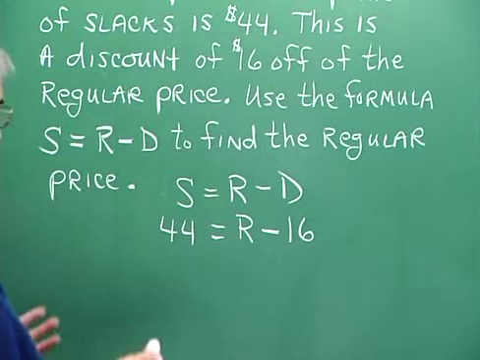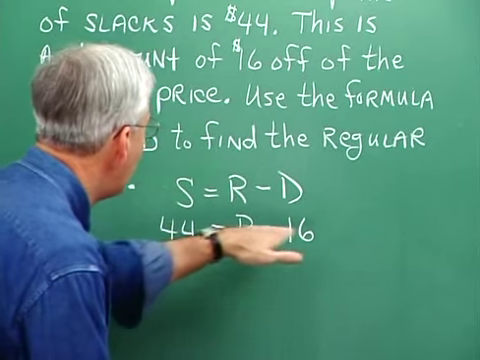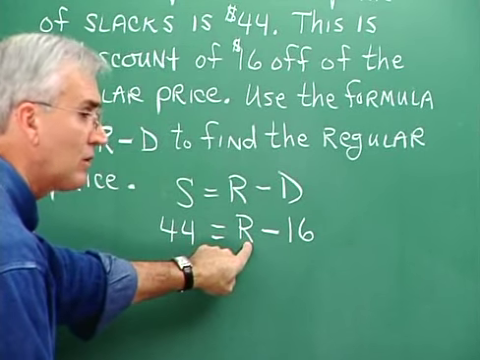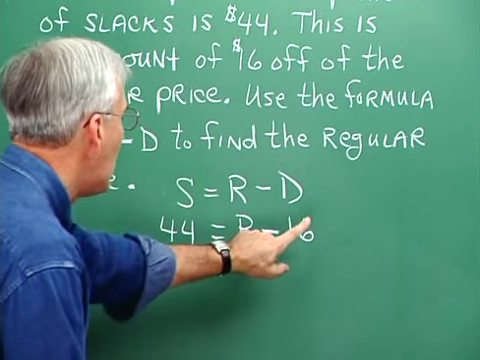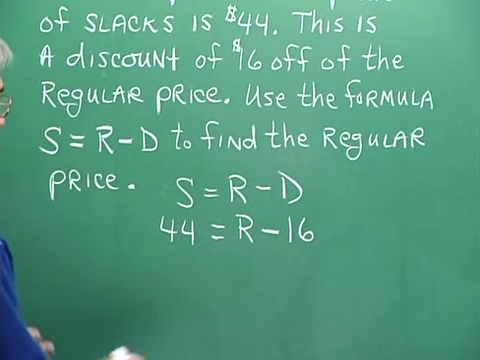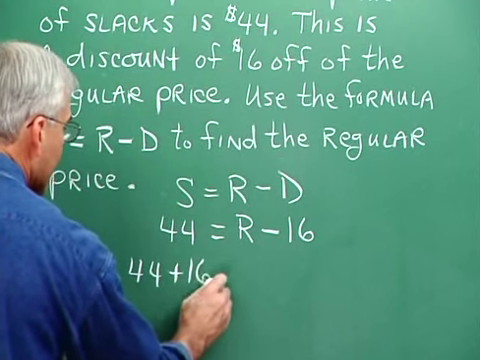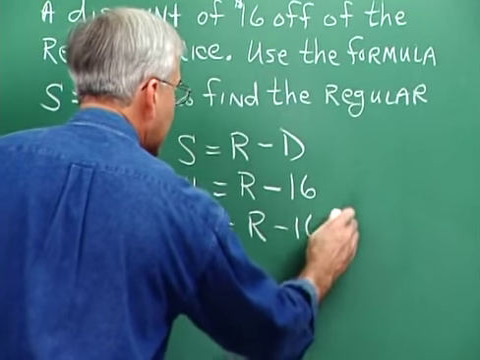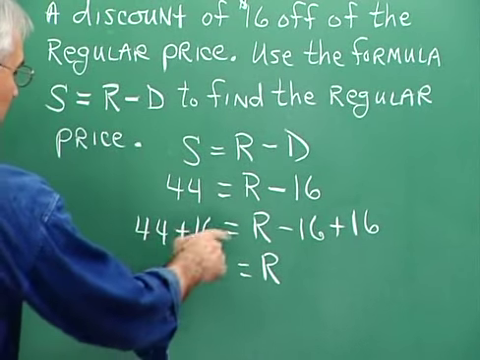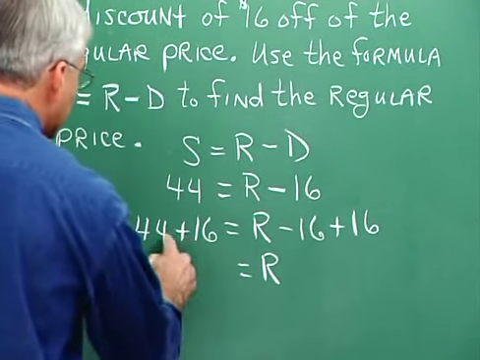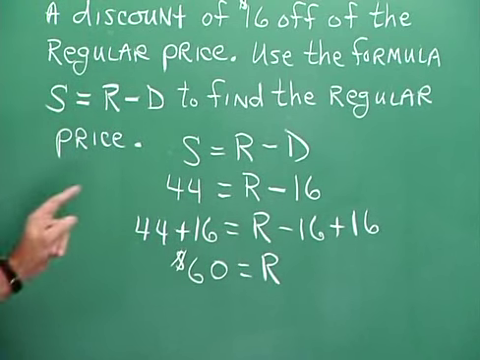Now we have built an equation from the formula, with numbers involved in it. We have a letter to solve for, and to solve for the letter means that we're going to isolate that letter. To do that, we'll undo this minus 16 on the right. Well, to do that, we'll just add 16 on both sides. So we have 44 plus 16. And then on the right, we want to show the addition of 16. These add out, leaving R, the regular price, and then collecting these two, we find that regular price. Let's see, 6 and 4, 10, 4 and 1, 5 and 1, 6, 60. So $60 then is the regular price for these slacks.